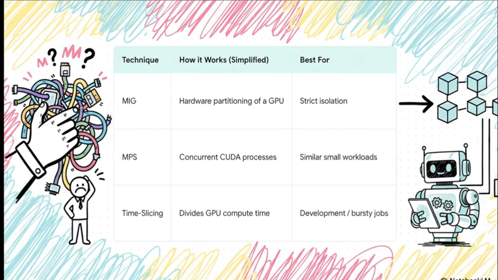The GPU operator lets you configure these really powerful sharing strategies just by declaring them. You can use something called MIG, or multi-instance GPU, to physically slice a single GPU into smaller, fully isolated instances. Or you could use MPS for concurrent processing. You can even use time slicing for things like development workloads that only need the GPU every now and then.